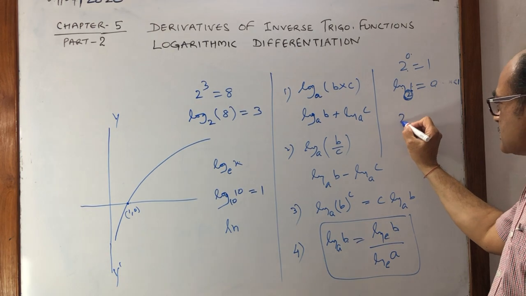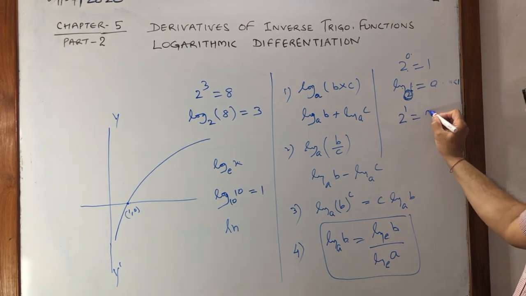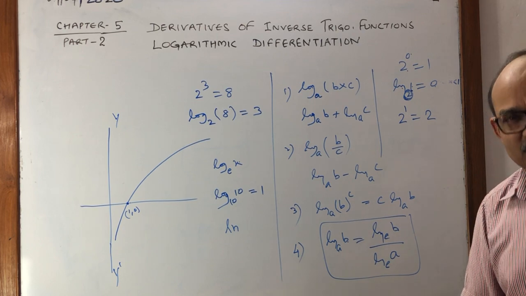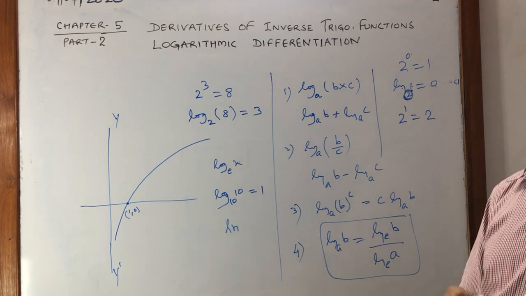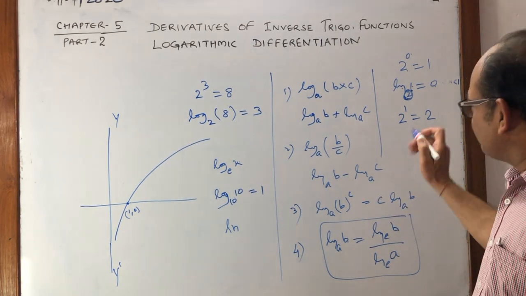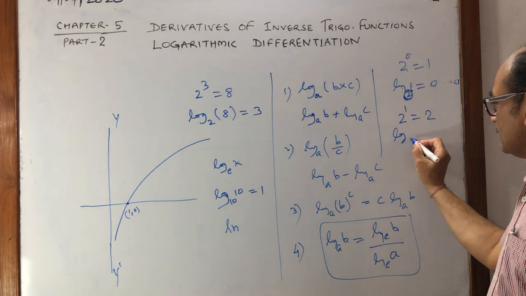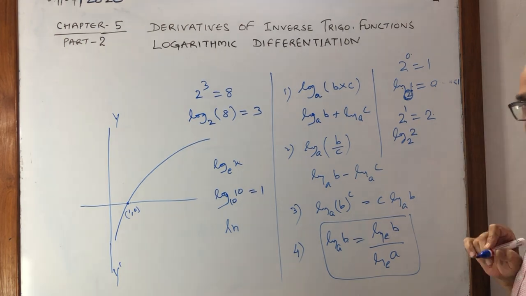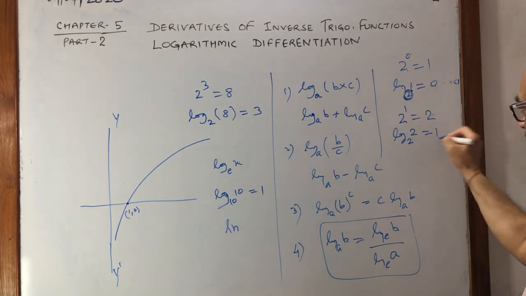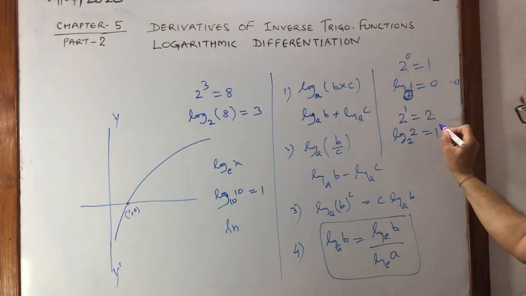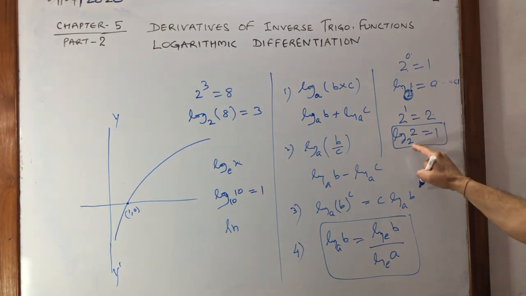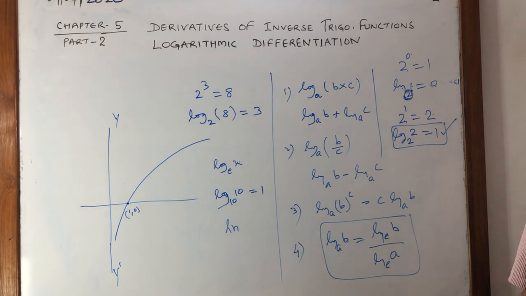The same thing, suppose we have to put 2 to the power 1. What are you getting? 2 to the power 1 is 2, 3 to the power 1 is 3, 5 to the power 1 is 5. So if we take log base 2, value 2, what are we getting? The power. So a very important formula: when log base and value are the same, then directly we can write 1.